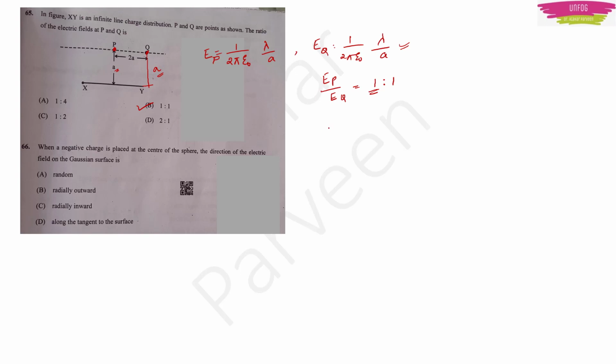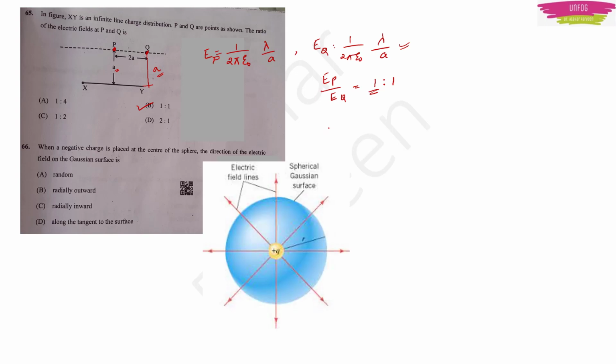See, we know that if one charge is placed at the center of a sphere, then electric lines will go from positive charge. They will start from positive charge. They will emerge from positive charge. Means this is radially outward direction. Now in the question they are telling that negative charge is placed. Instead of positive charge, one negative charge is placed here. So what should be the direction of the electric field lines? It should be opposite, right? It should be radially inward. So option C is the right answer.